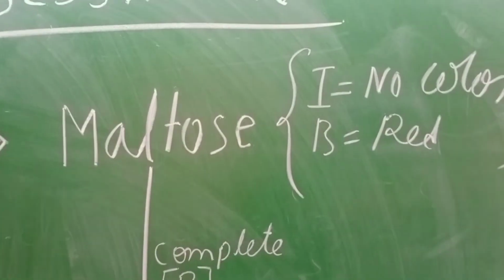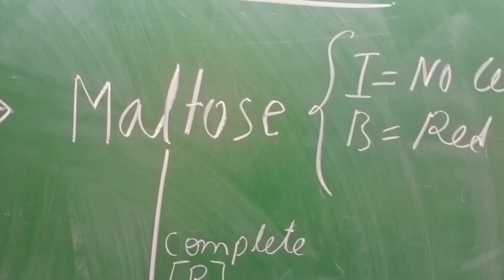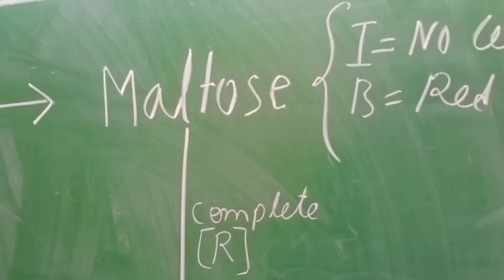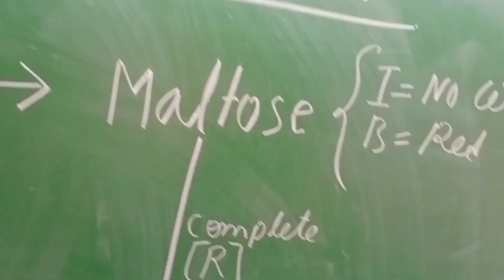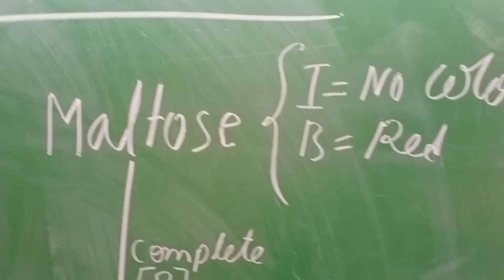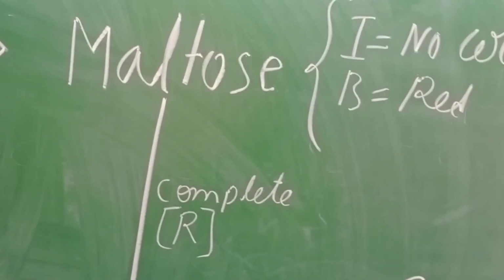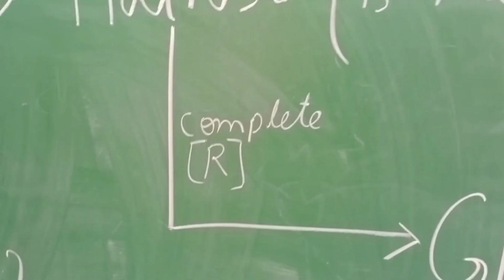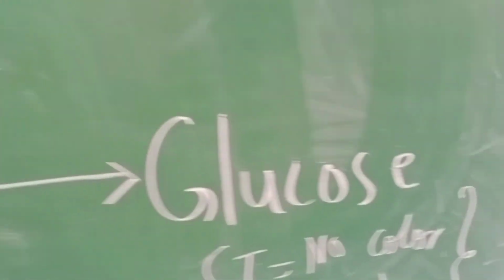So this confirms that our reaction is now progressing, and formation of maltose confirms that we are at the step where the disaccharide is formed, and we are getting no color with the iodine and a red color with the Benedict solution. And as the hydrolysis progresses further and the reduction gets completed, we are getting the final product, glucose.